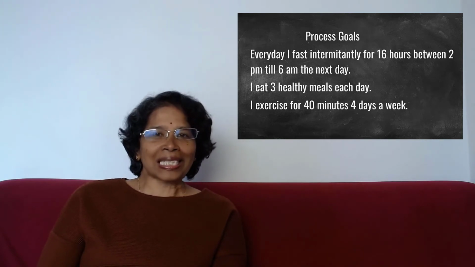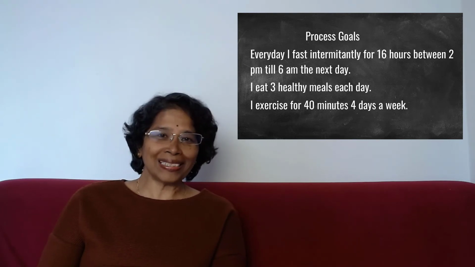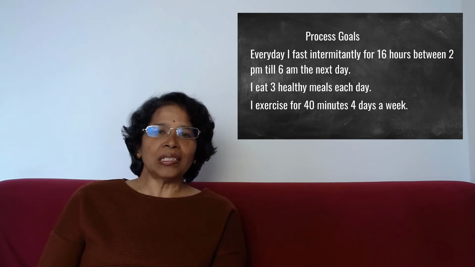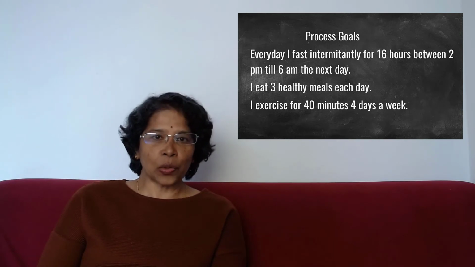Every day I fast intermittently for 16 hours between 2 p.m. till 6 a.m. the next day. I eat 3 healthy meals each day. Look at this second process goal.